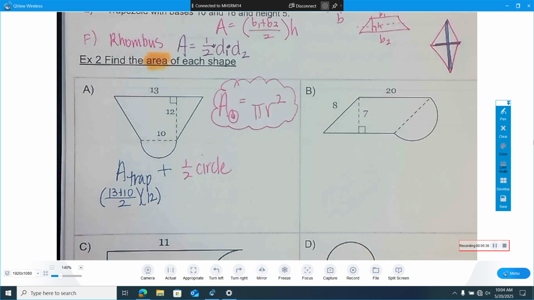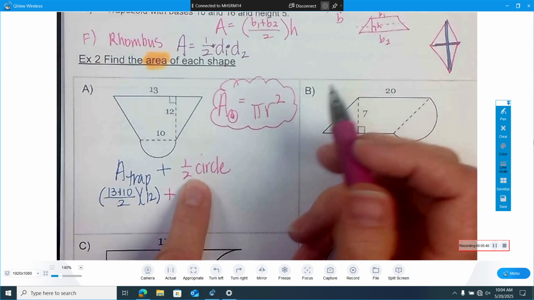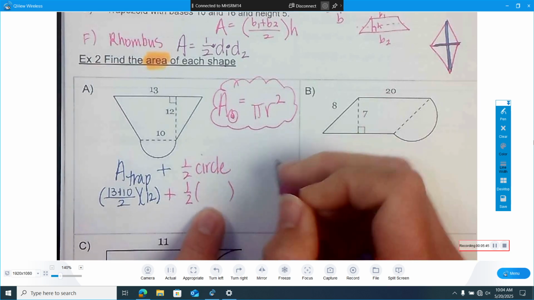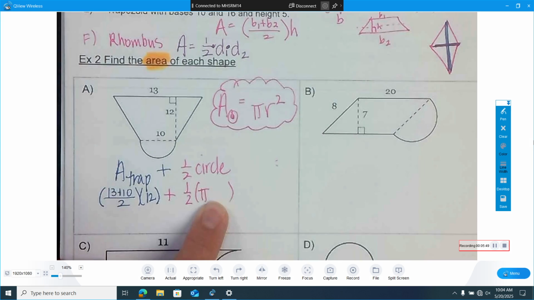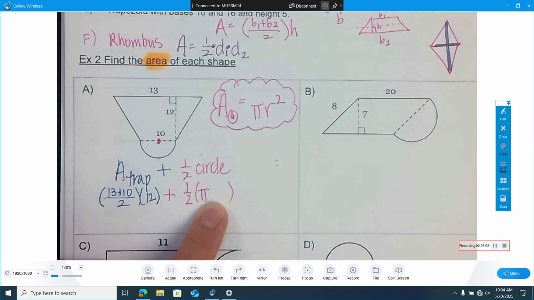And then we need to add the area of half a circle. So that's going to be half of the area of a circle, pi, radius squared. What is our radius on that circle?